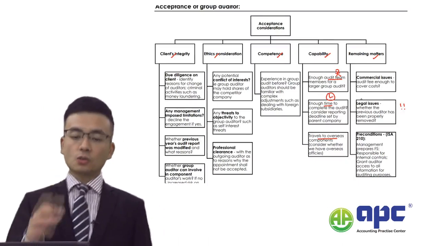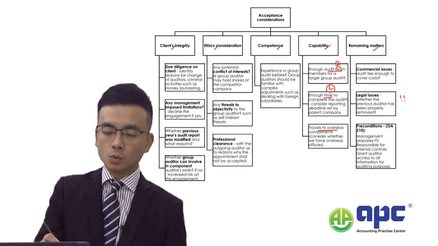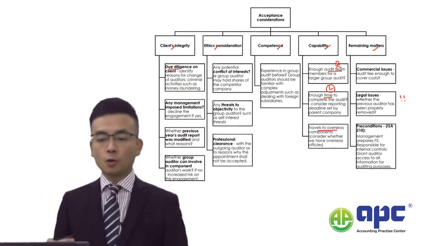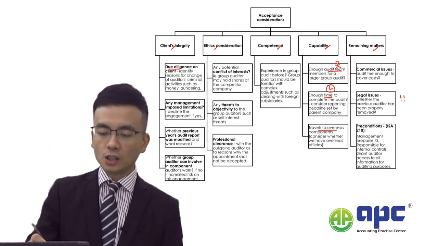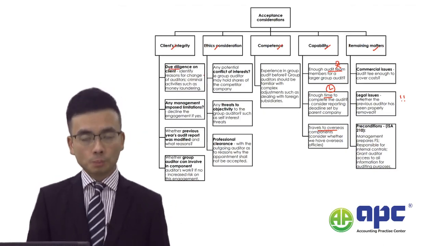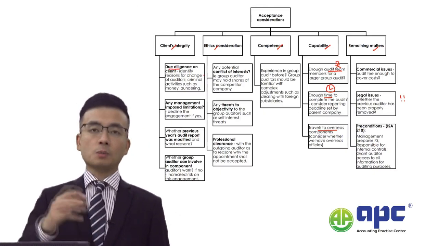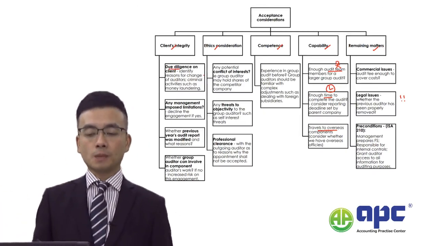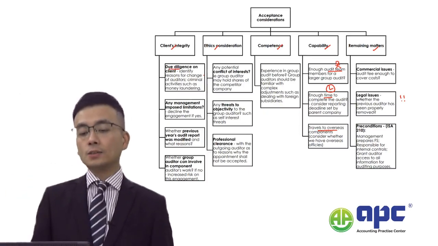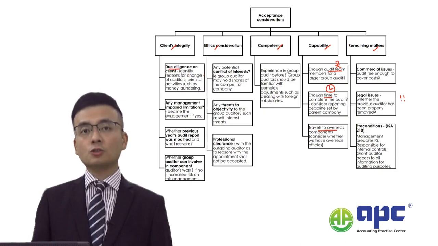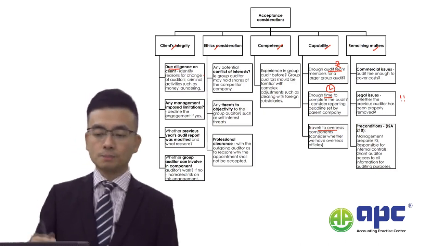So for example, considering the client's integrity, what we need to do is to perform due diligence procedures. For example, identifying the reasons for changes of auditors, whether or not there will be an opinion shopping issue. For example, if the client's company is not happy with the previous auditor's opinion and changes to yours, and we perform due diligence on that, if this is the case, then reject being the auditor.